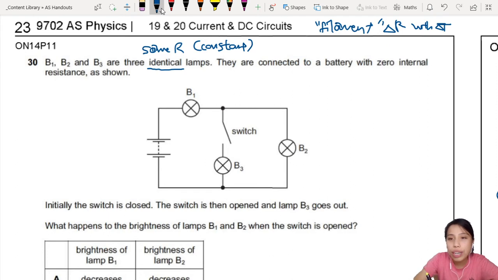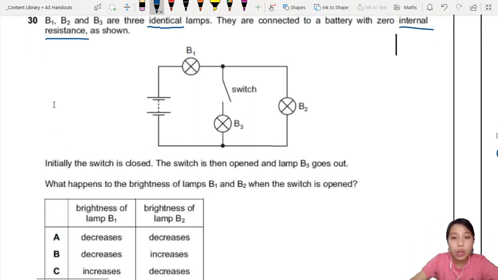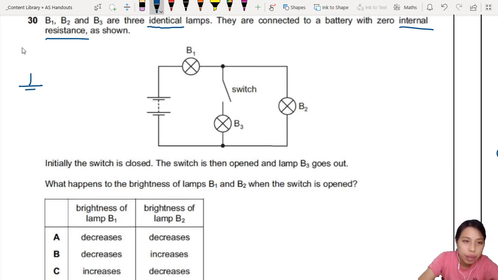So we are connected to a battery with 0 internal resistance. Very good. As shown. Initially, the switch is closed. The switch is then opened and then the lamp goes out. So, at first, it's connected. Come on, I draw the before after. Before is closed. Lamp.